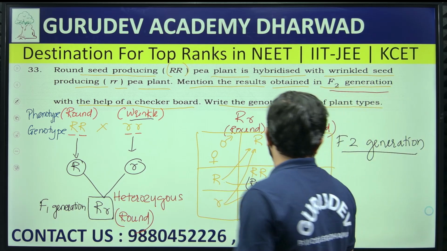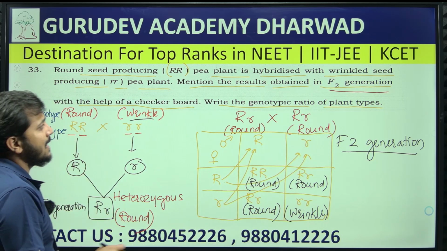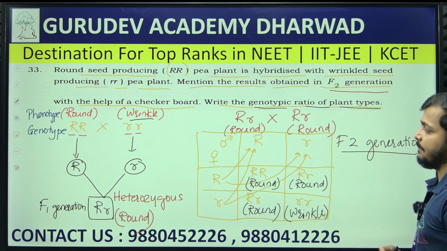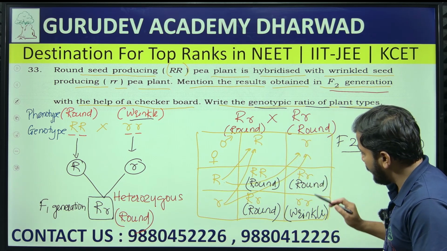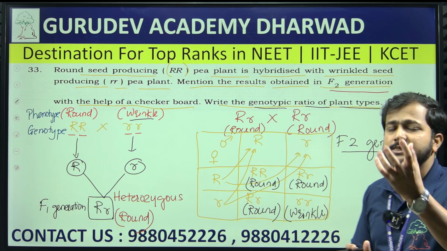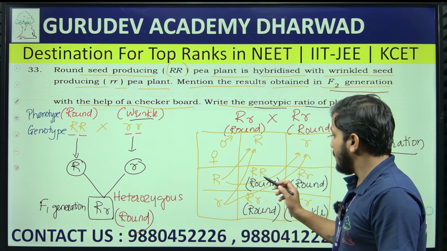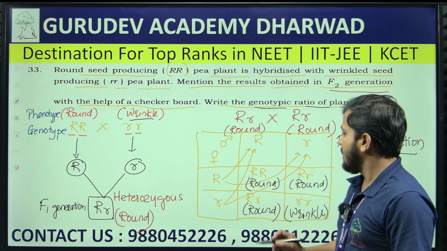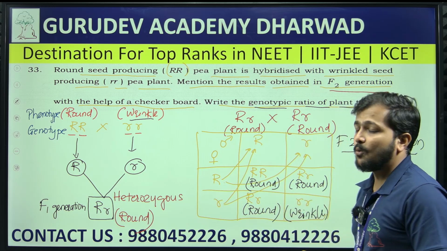Now with respect to this F2 generation, they have asked for something called the genotypic ratio of this plant. We should not get confused: round and wrinkle is the actual phenotype that you see with your naked eyes. The genotype is how this round is coded by alleles. Identical alleles are homozygous, non-identical alleles are heterozygous.